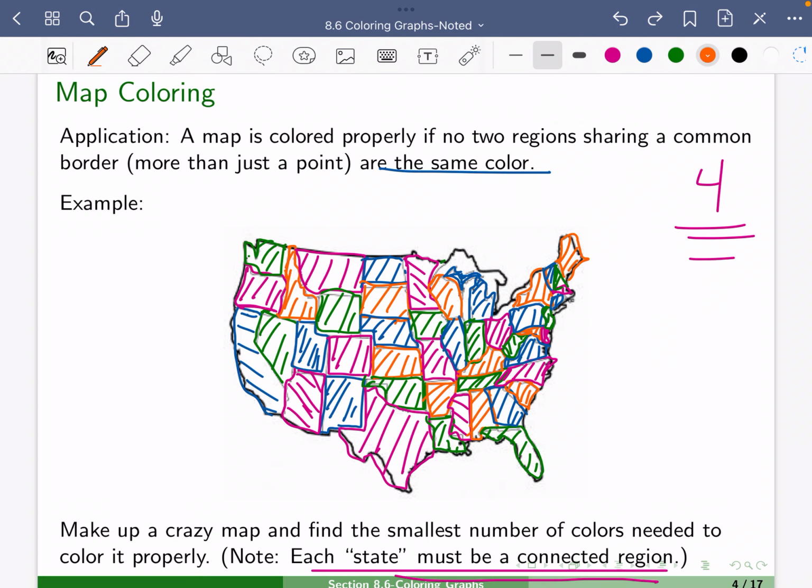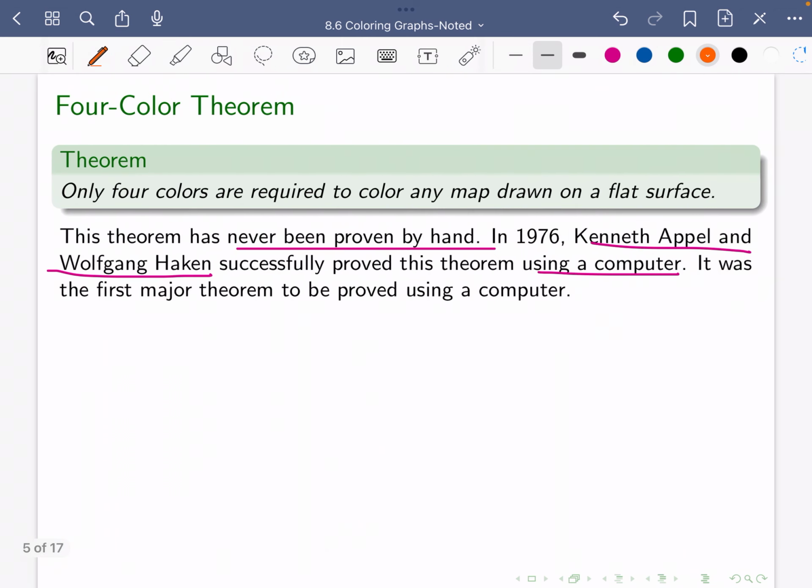In our last video, we saw that a map of the U.S., or any other map that satisfies the condition that a state is a connected region, could be colored using at most four colors. It was the four-color theorem. Only four colors are required to color any map drawn on a flat surface.